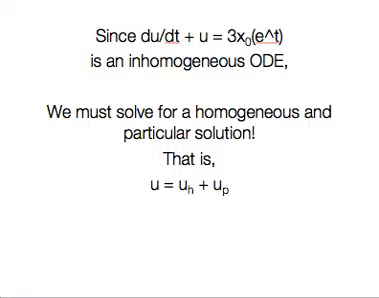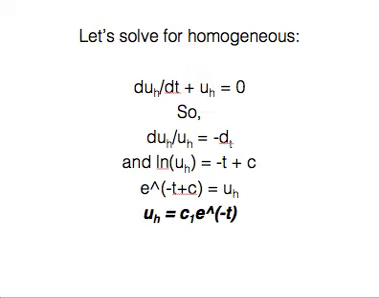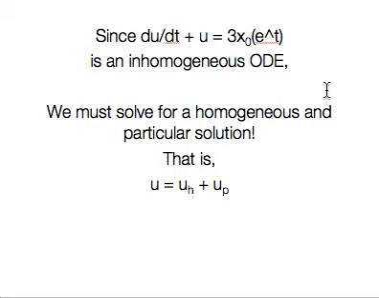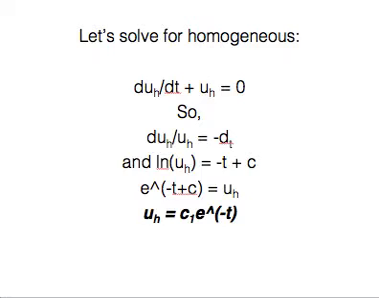So like I said before, u is going to be equal to a homogeneous solution and a particular solution. So let's solve for the homogeneous solution first, which means that we just disregard the right side over here. We just say du dt plus u is equal to 0. This is a pretty simple equation, and we get that the homogeneous solution is c1 e to the negative t.